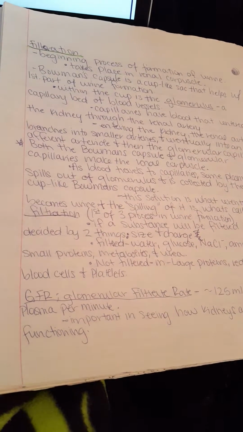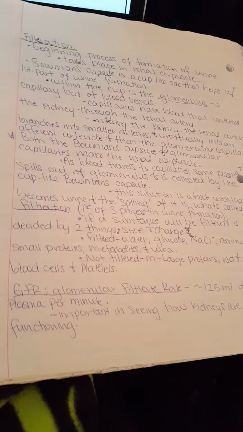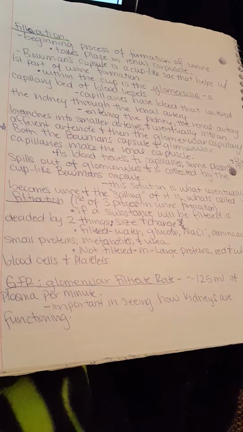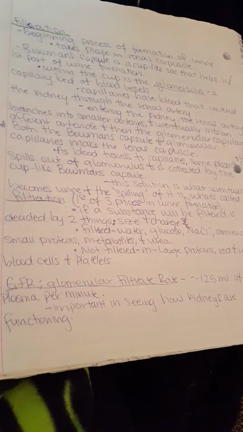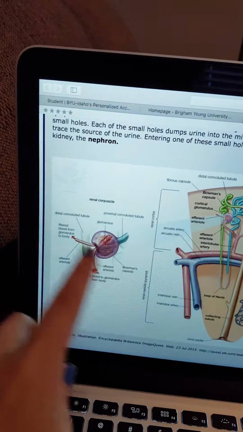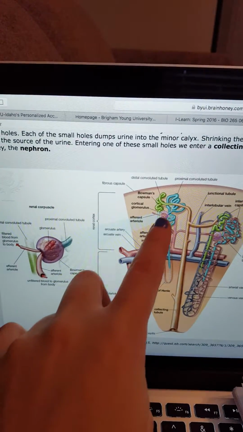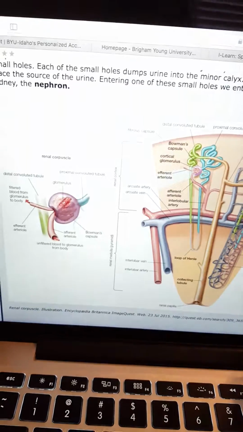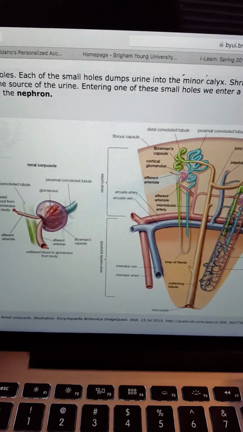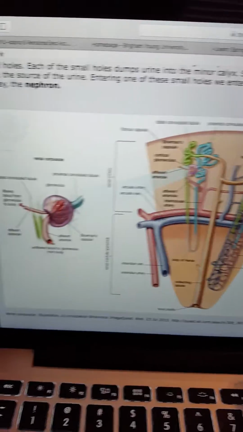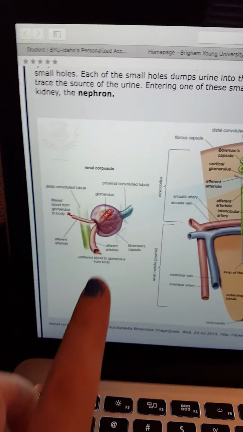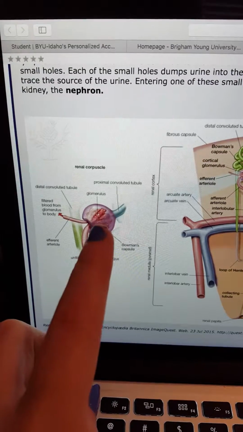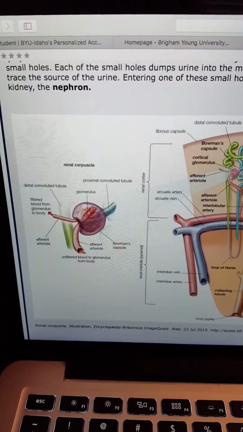So the first part of urine formation is filtration, and it takes place in the renal corpuscle, which is this, and you can see that's blown up from that little part right there. And within the cup, or the Bowman's capsule, is a cup-like sac that helps with this first part of urine formation. It's this purple sac that surrounds those capillaries.